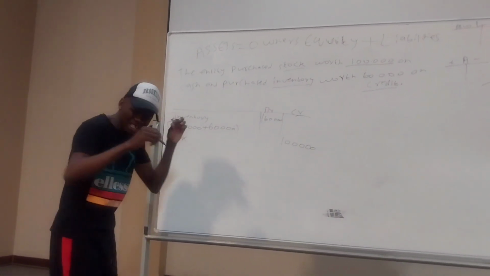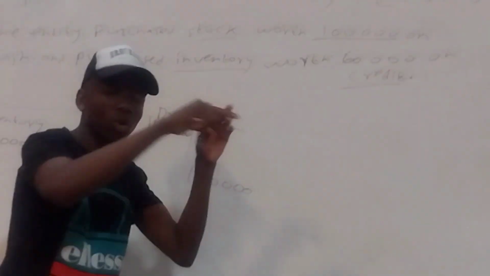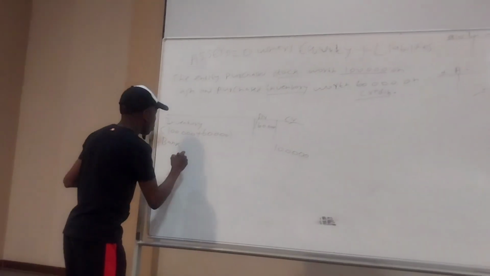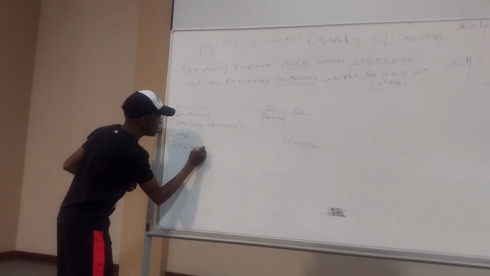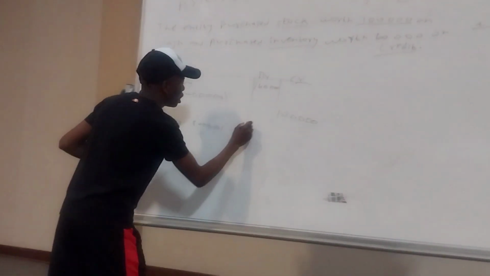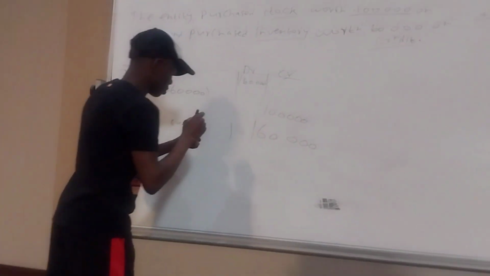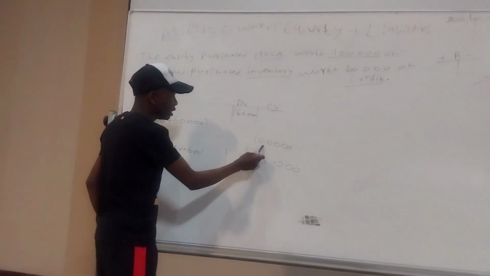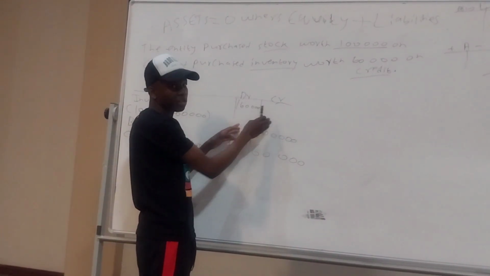Again, the last account that must be affected. We purchased inventory again on credit, which means we're gonna have what we call the creditors control. Let's remember the person who's purchasing here is the business. We're gonna have the creditors control with an amount of 60,000. Now let's check. 100,000 plus 60,000, 160,000. Debit and credit have balanced.